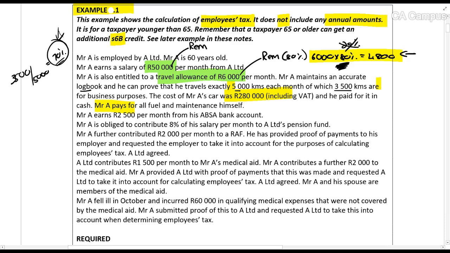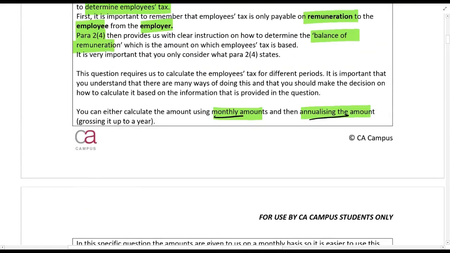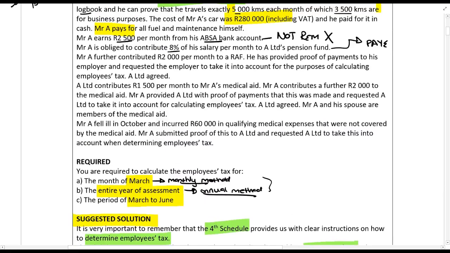Mr. A then earns 2,500 rands a month from his ABSA bank account. This is not remuneration, so the employer will not calculate on that. Mr. A is obliged to contribute 8% of his salary to the A Limited's pension fund. We will calculate this, I'm just going to say here, PAYE. It's not remuneration, but we're going to do this as part of our calculation of the balance of remuneration. That's our deduction that we can get.